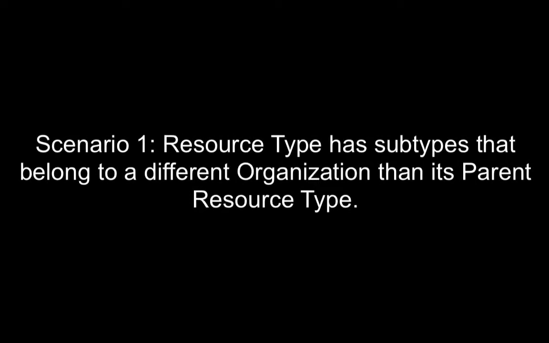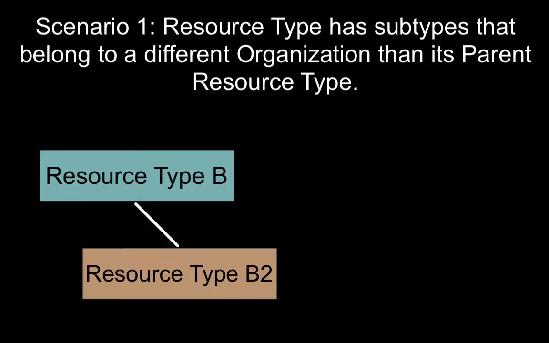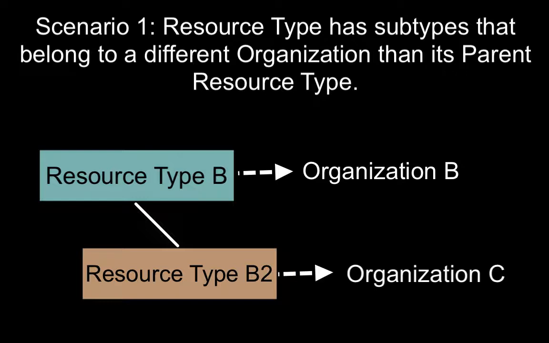Scenario 1. Resource type has subtypes that belong to a different organization than its parent resource type. For example, resource type B has subtype B2. Resource type B belongs to organization B, but its subtype, resource type B2, belongs to organization C. As you can see, the organizations do not match.